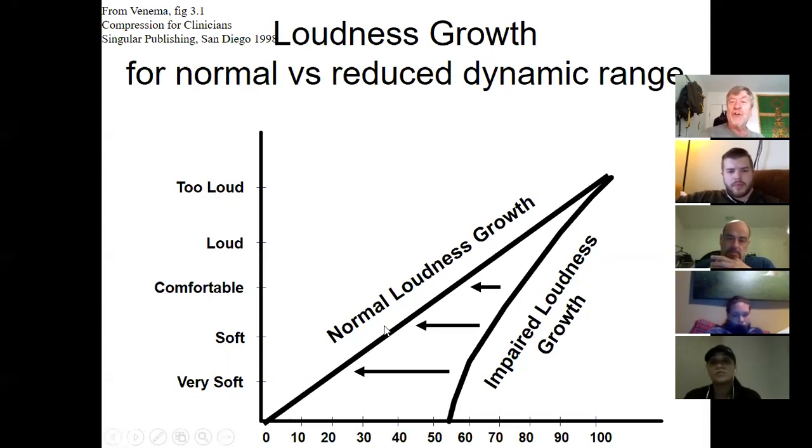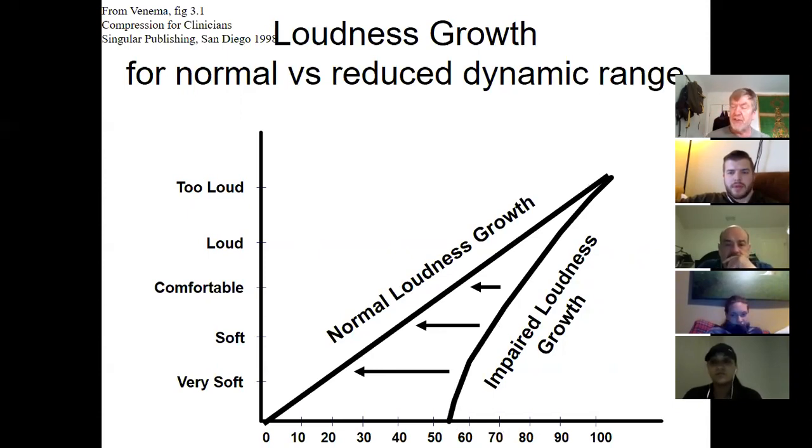And now follow the 45-degree angle black line. That's normal loudness growth. So let's say we're talking at 1,000 hertz, whatever, because frequency isn't on here. But this is in general for almost all frequencies. Here goes. 10 is going to sound soft. 20 is going to sound soft. 50 or 60 to a normal hearing person will sound comfortable. 80 is going to start sounding loud. And 100 is going to start sounding too loud, right? I mean, that's obvious.